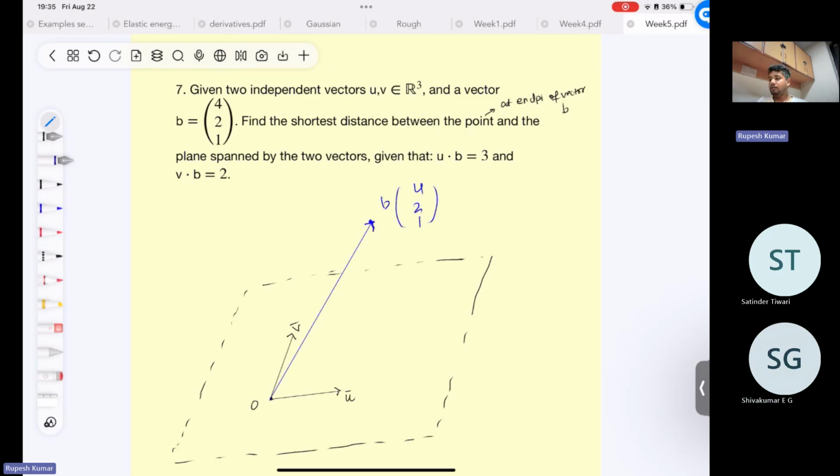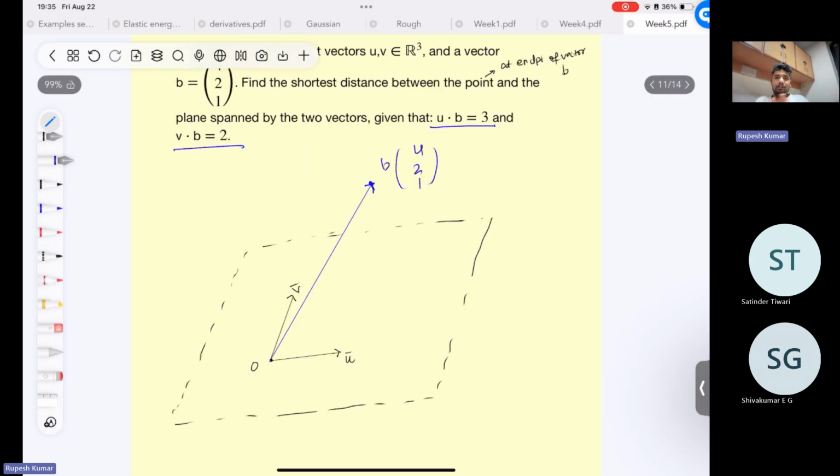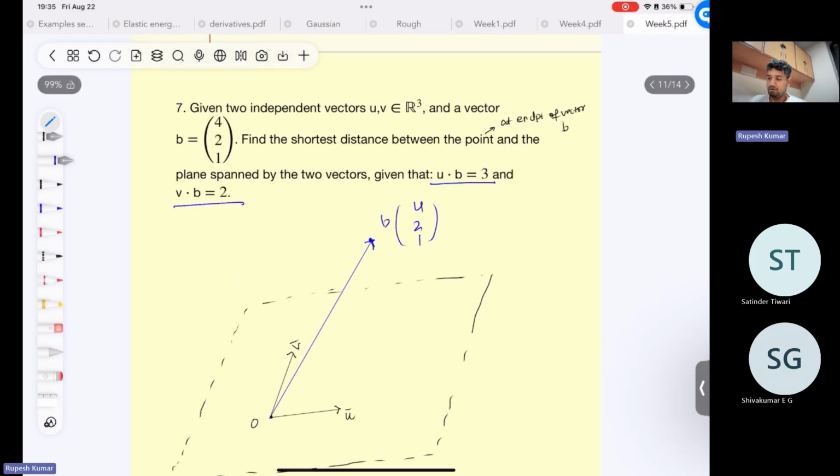But in this question, the information of the plane is not given completely. We only know this information, that u dot b is 3 and v dot b is 2. Now, if you were given the equation of the plane, this would be a very straightforward problem that you have done in the classes, but this information is not given. You only know that the component of b along u is 3 and the component of b along v is 2. Given u and v, let's take them as unit vectors.